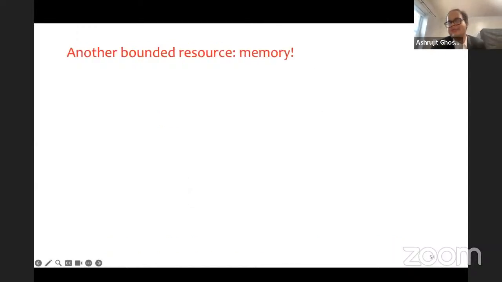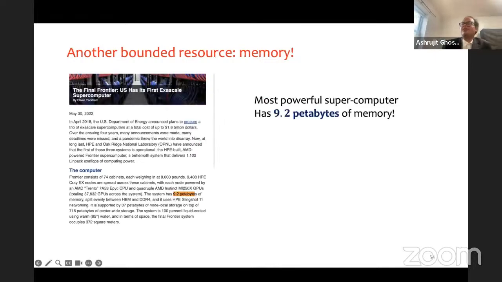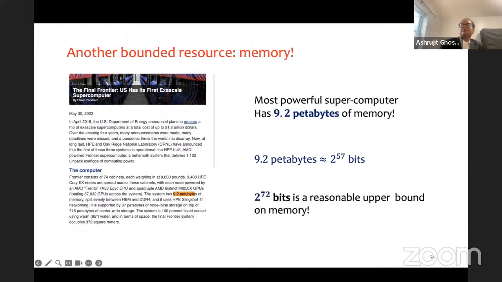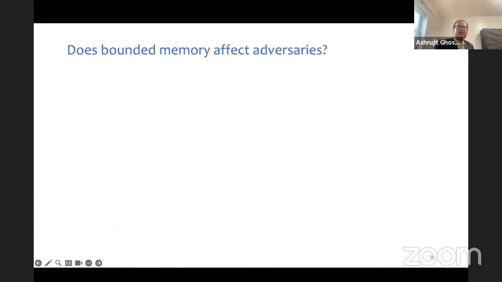Another bounded resource is memory. For example, the most powerful supercomputer has less than 10 petabytes of main memory, which translates to roughly 2^57 bits. Now, even if we pool all available computational resources, it is reasonable to assume a memory upper bound of, say, 2^72 bits, just as an example. But of course, it's prudent to ask, does it even matter? Does bounded memory affect adversaries?